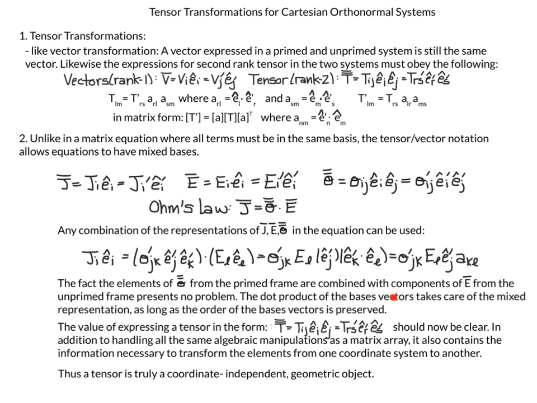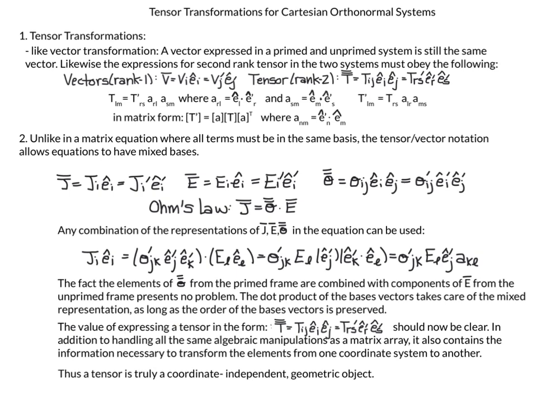The dot product of the basis vectors takes care of the mixed representation, as long as the order of the bases is preserved. Do notice, when we have this dot, the e sub k gets dotted with the e sub l. We don't reach over here and dot the e sub j with the e sub l. We have to preserve the order.